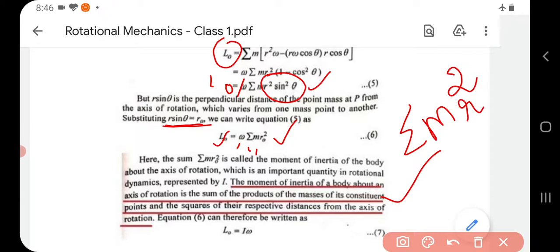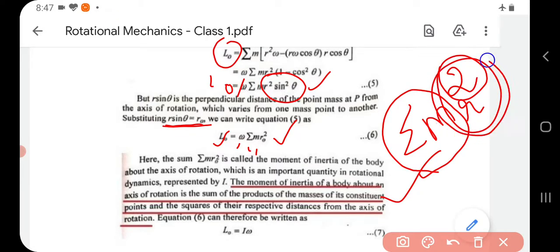So in the case of a rigid body, since it is composed of a lot of point masses, we can define the moment of inertia of a rigid body as the sum of the products of the masses of the point objects and the square of the perpendicular distance of the point masses from the axis of rotation, r square.